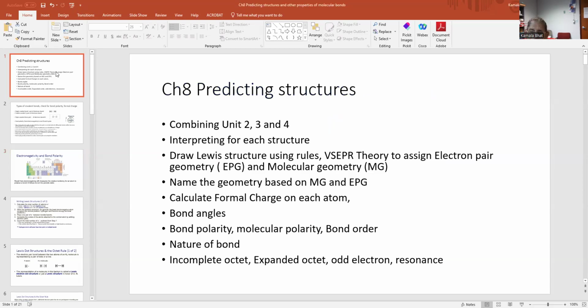In this short PowerPoint, I'm going to combine Unit 2, 3, and 4: interpret each structure, draw the Lewis dot structure using the rules, then assign molecular geometry based on VSEPR theory and electron pair theory, name the geometry based on both molecular and electron pair geometry, calculate formal charge on each atom, determine the bond angles because of repulsion, then bond polarity, molecular polarity and bond order, the nature of the bond by using the electronegativity charge, and then how to designate and define incomplete octet, expanded octet, odd electron, and resonance structures.